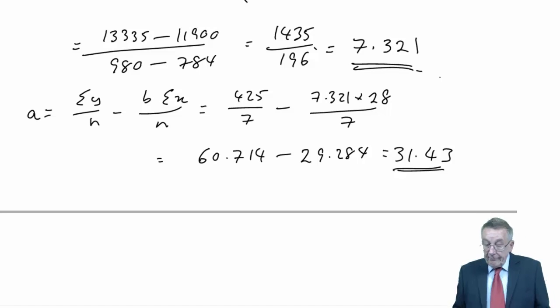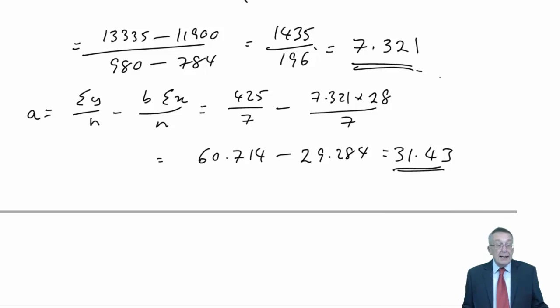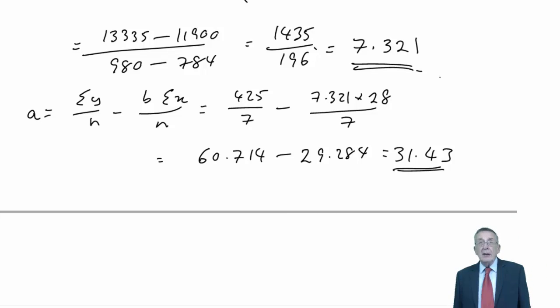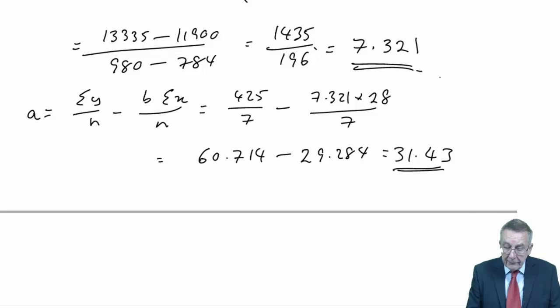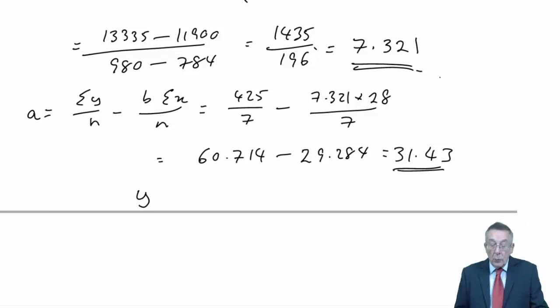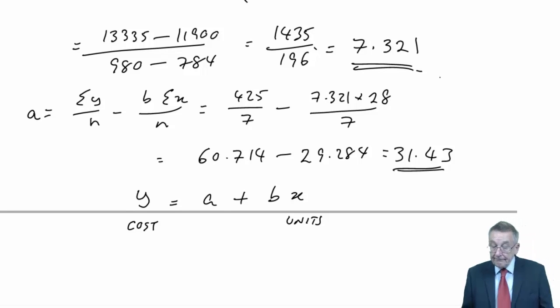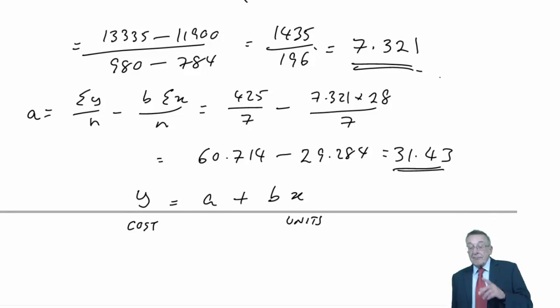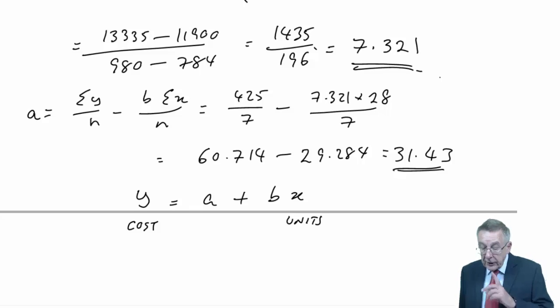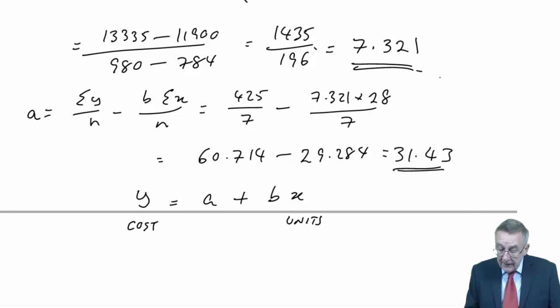All right, so that's just calculator work, clearly. The question of speed. One thing here, though, to be very, very careful of. You see, we're after a formula, y, when y is the cost, equal to a plus bx, where x is the units. Now, I've got to be careful. You can write it now in two ways.